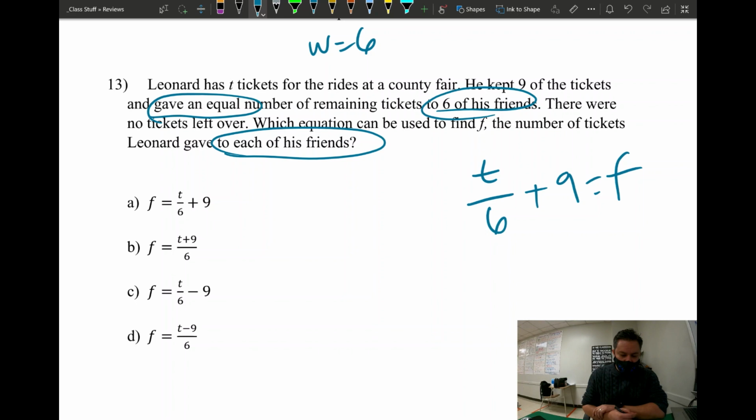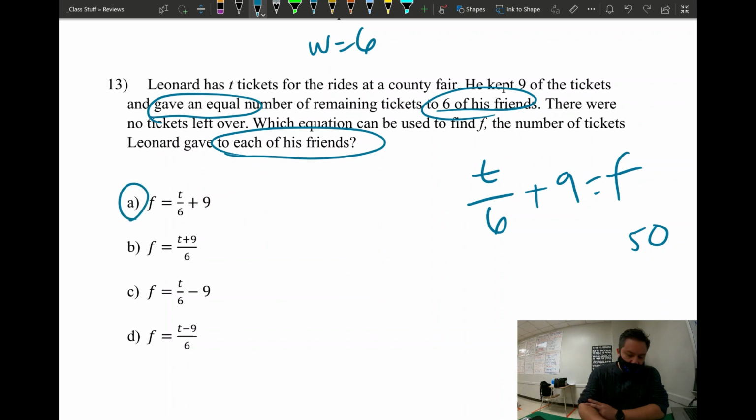Why am I adding them? Because let's say he has 50 tickets, right? If you have the 50 tickets and you divide by 6 and then you subtract 9, you're taking tickets away from what the total is. You don't want that. So you gotta combine all the tickets to find out how many total tickets he has. So the answer has to be A.